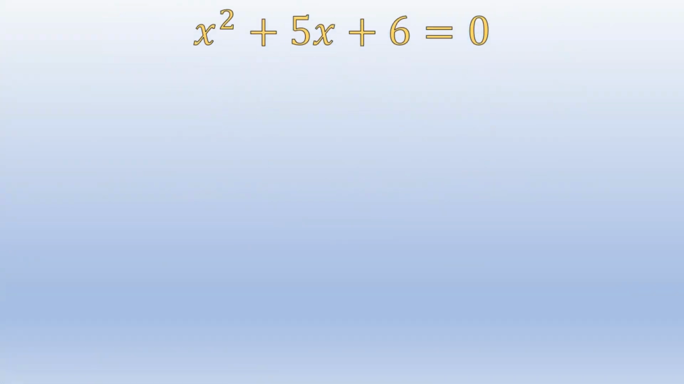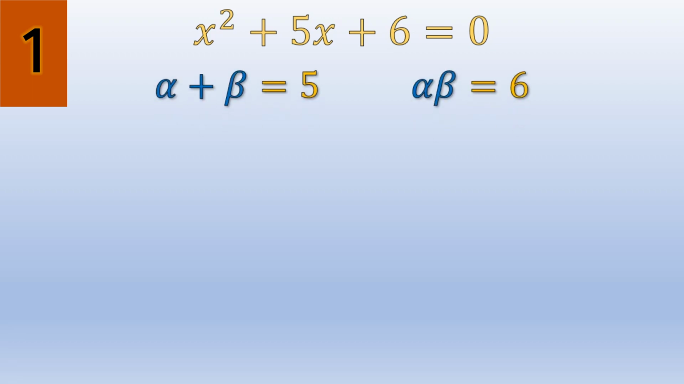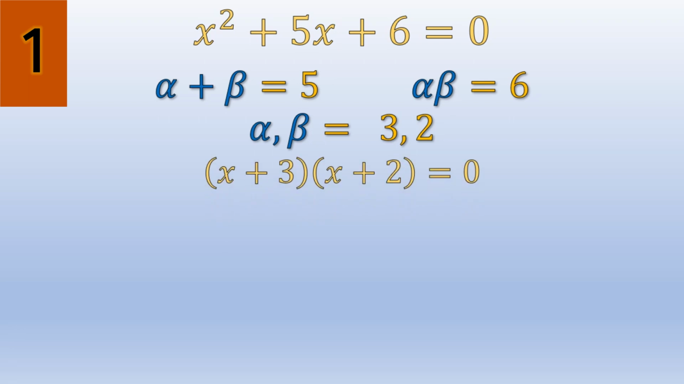To calculate the value of x, we need to find two specific numbers in which their sum equals 5 and their product equals 6. These numbers are 3 and 2. Since 3 plus 2 equals 5 and 3 times 2 equals 6. So they can be written in the brackets as x plus 3 times x plus 2.